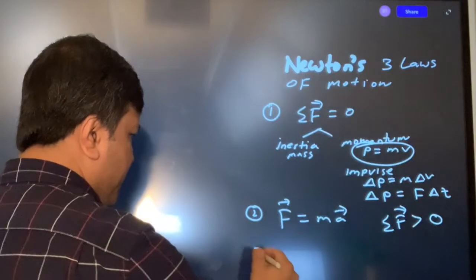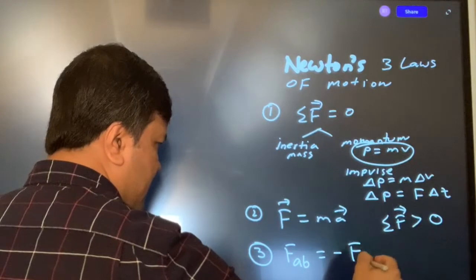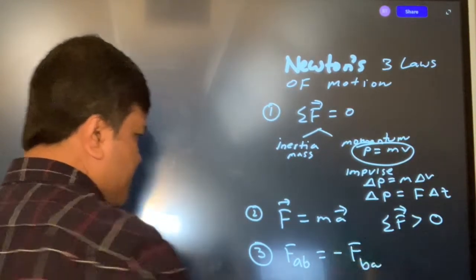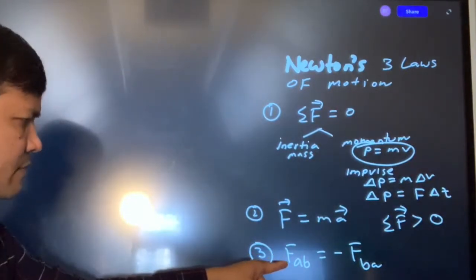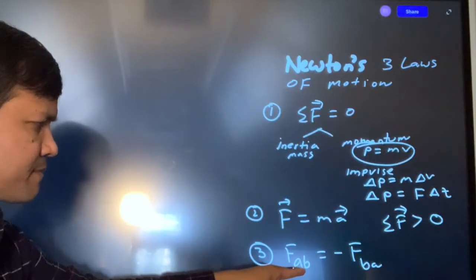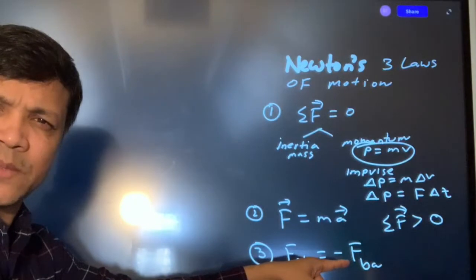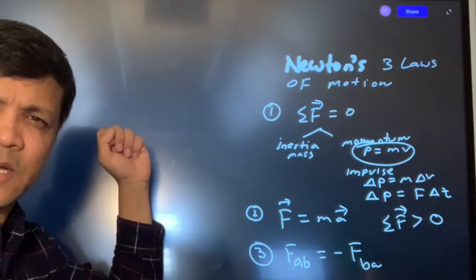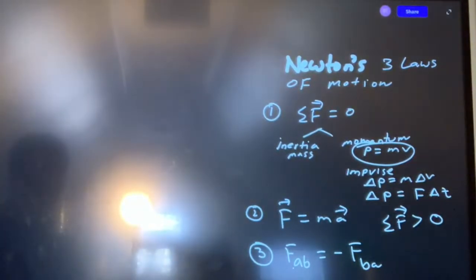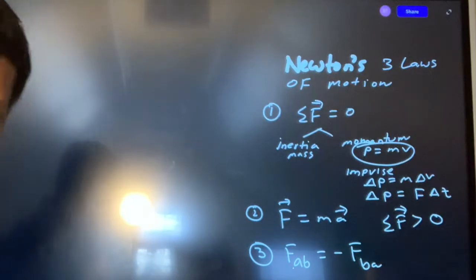Okay, number 3, every action has an equal and opposite reaction. So the force on object A by object B is equal to the force on object B by object A, which is equal in magnitude but opposite in direction. And that negative sign tells us that it is opposite in direction. So first I'm going to help you understand Newton's first law and second law using a problem. First, let's watch this video.